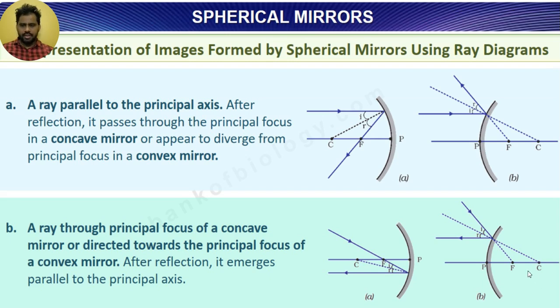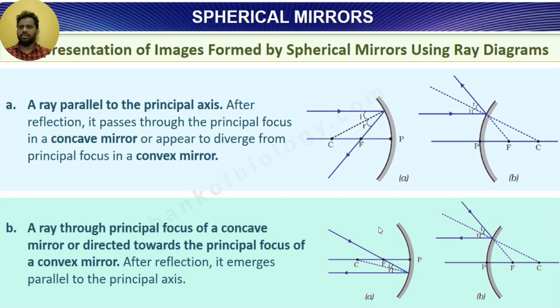Or else we can say that a ray, if it is directed towards the focus of a convex mirror, after reflection it emerges parallel to the principal axis. See, this is how it is coming. It is going towards the focus. After reflection, it is going parallel to the principal axis.